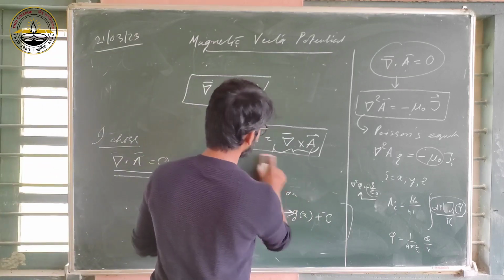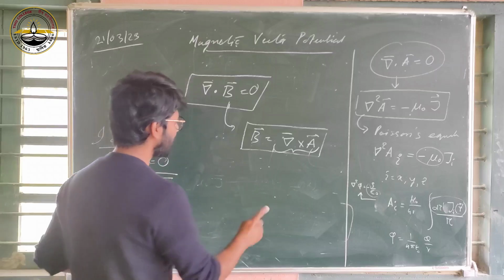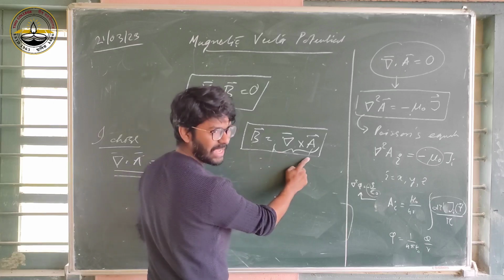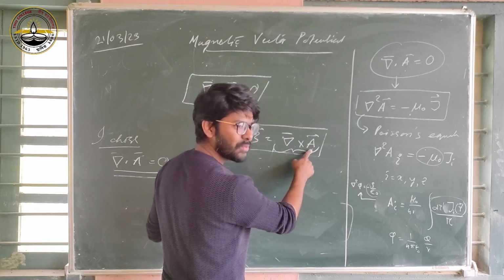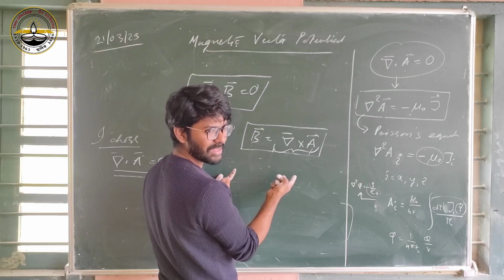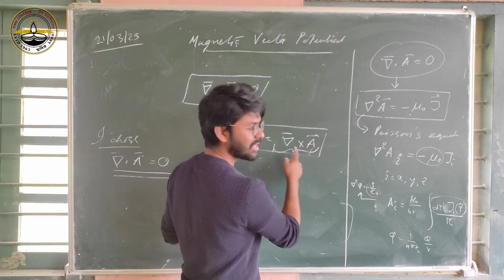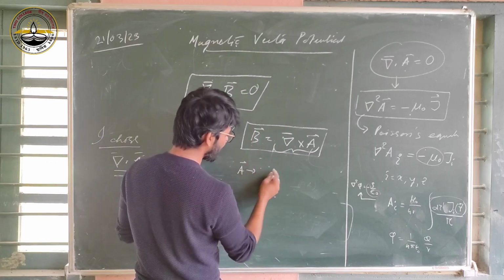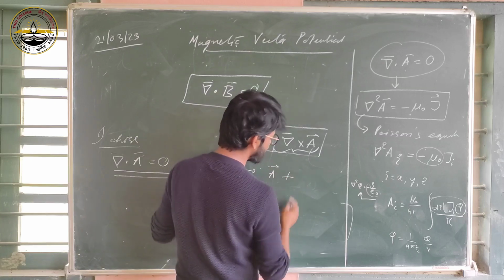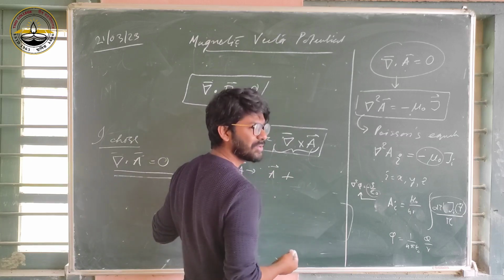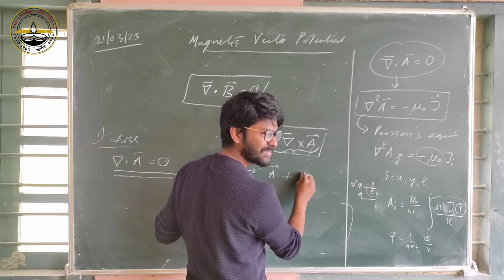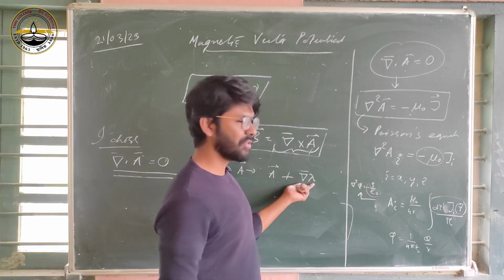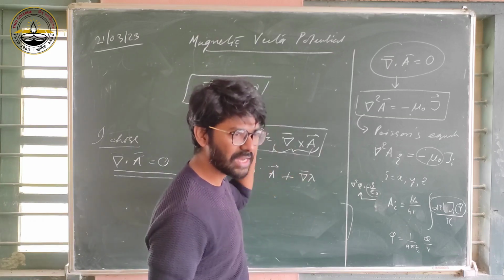Why is this useful here? So, in a similar situation, now really focus on this. B is del cross A. What can we add with A that will not affect B? We can add something with A, the curl of which is 0. So I can take A going to some A plus what has curl 0? Gradient of something. I can put gradient of some lambda, another scalar.